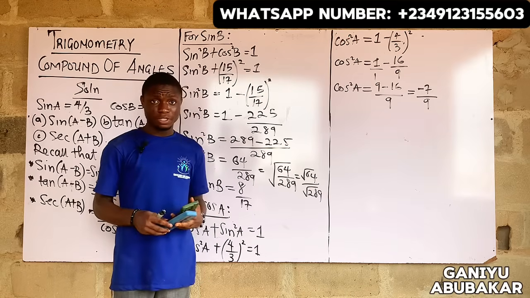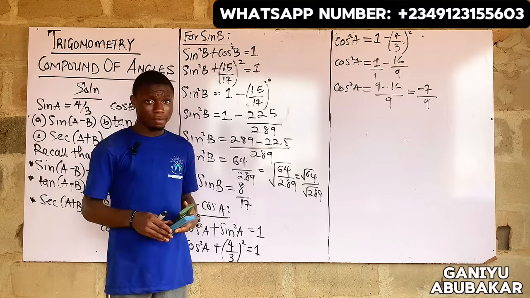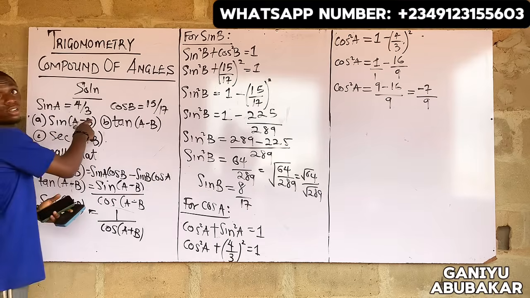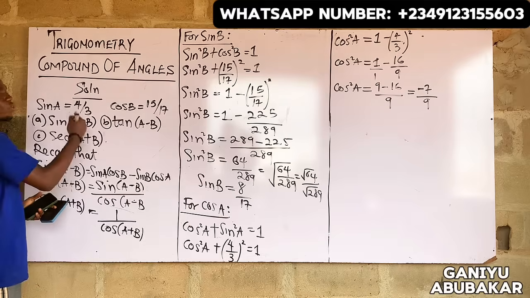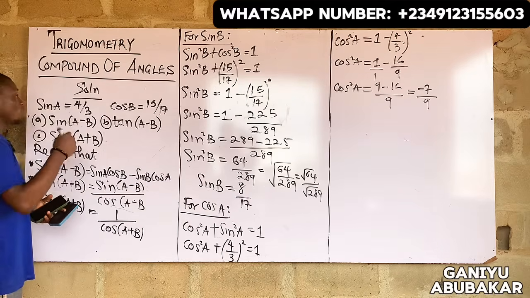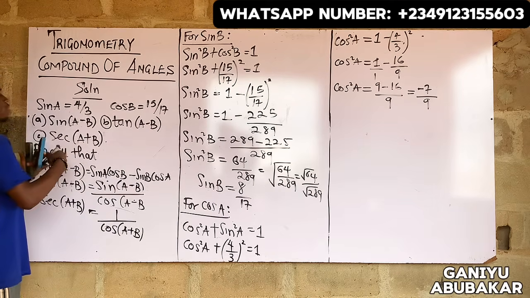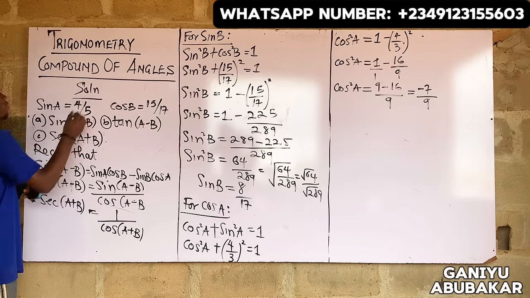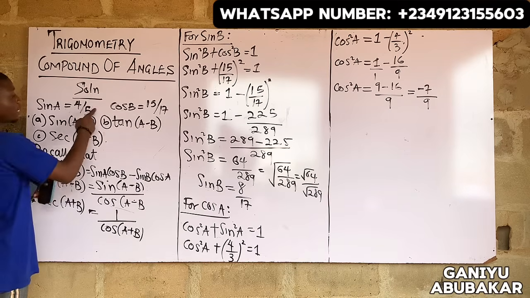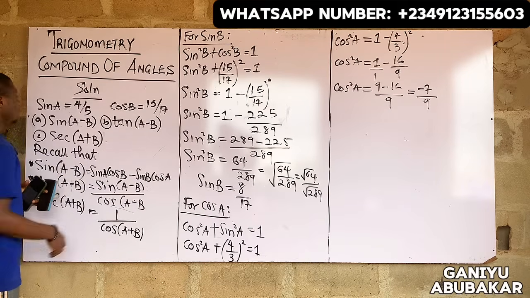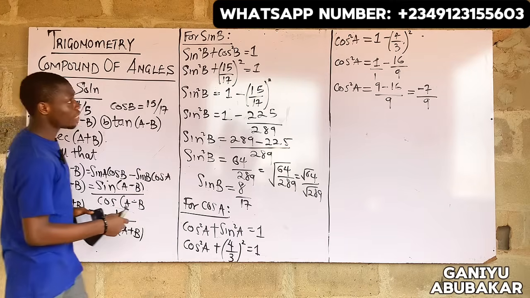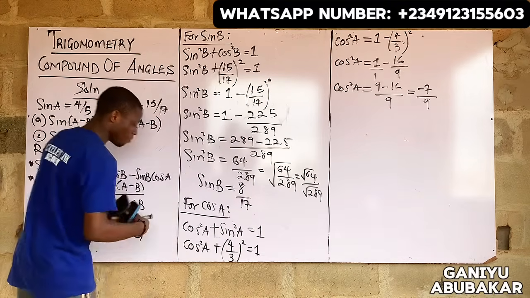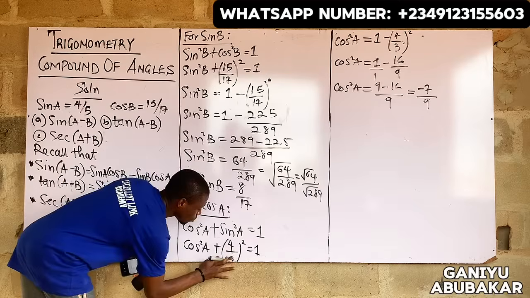Sorry guys for the mistake, please. There's a mistake here. The mistake is from the question. Sine A in the original question is 4 over 5, please. So it's a mistake, I'm sorry. This is correct now. So from here, we know that sine A is 4 over 5. I'll change this to 5.